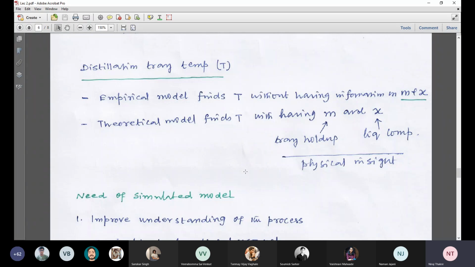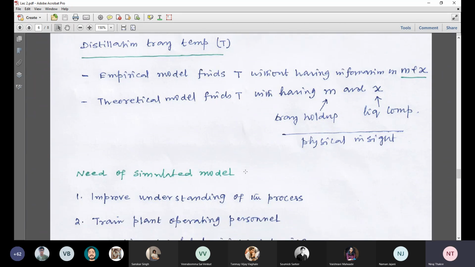Not only at different conditions, we can also see the dynamics of other variables. In the experiment, we can measure 2-3 variables. We do not go for the measurement of all 10-15 variables. Again, cost is involved there. So we measure 2-3 variables, and the rest 8-9 variables we usually see in terms of our model output, I mean, our model predictions. So that's why this first point, improve understanding of the process.